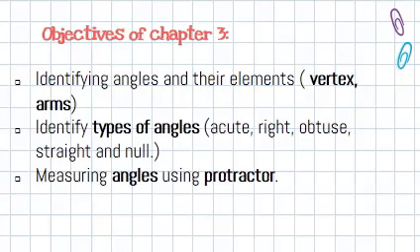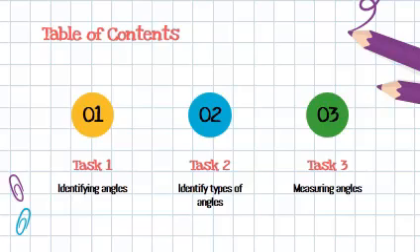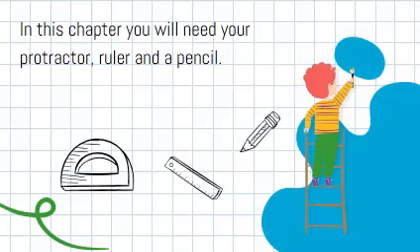So in this lesson, we are going to identify the meaning of an angle and what the elements of the angle are. We are going to identify the types of angles, and we are going to measure some angles using a protractor. So our tasks are: the first task is to identify the angle. The second task is to identify the types of the angles, and the third task is to measure angles. So in this chapter, you will need your protractor, ruler, and a pencil.